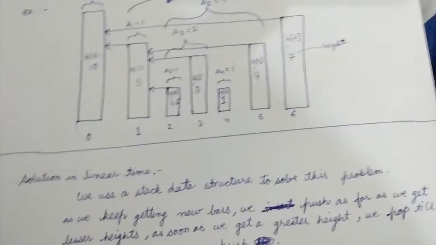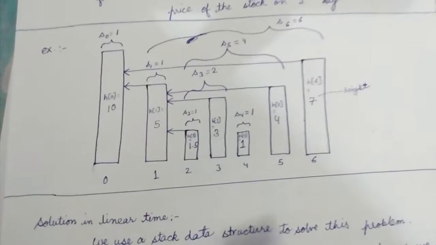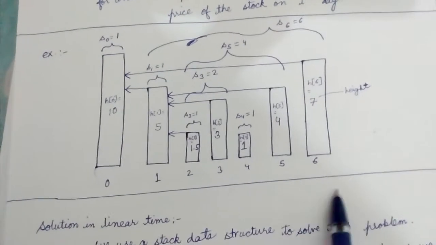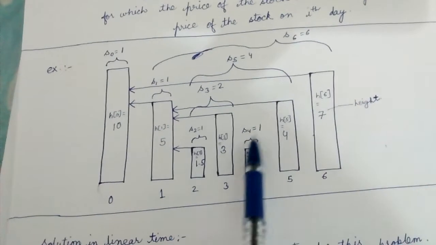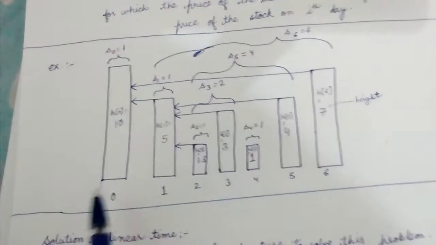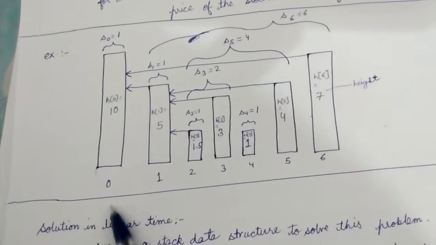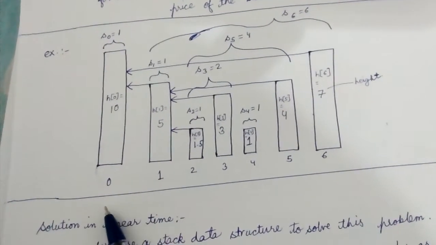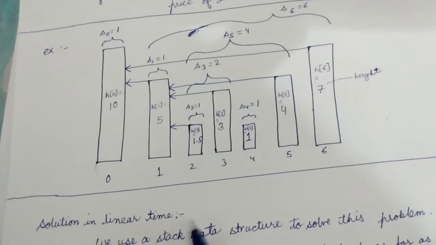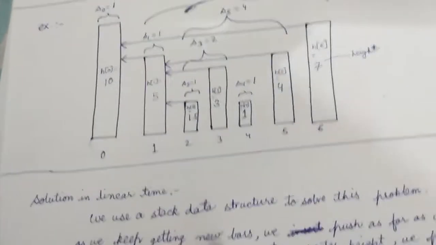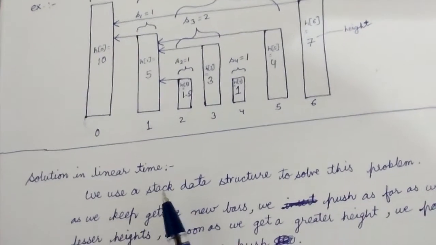Let's look at the algorithm on how to find the span for each day, that is S0, S1, S2, S3, S4, S5, S6. We want to find all of these, or in case of n days we want to find all Si, from S0 up till Sn minus 1. So how to do that in linear time? Linear, that is O(n) time.